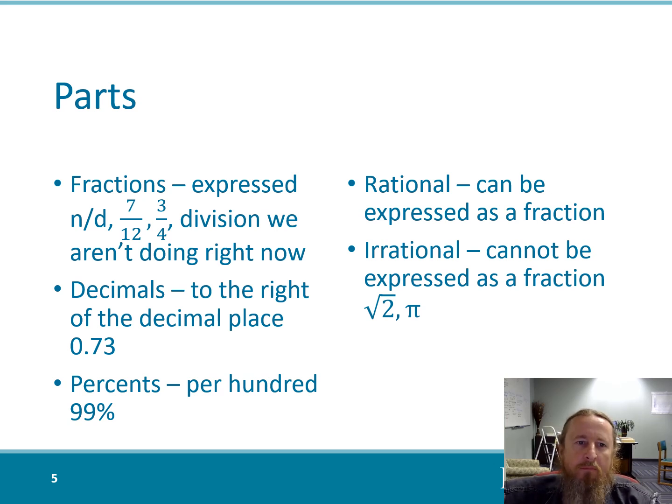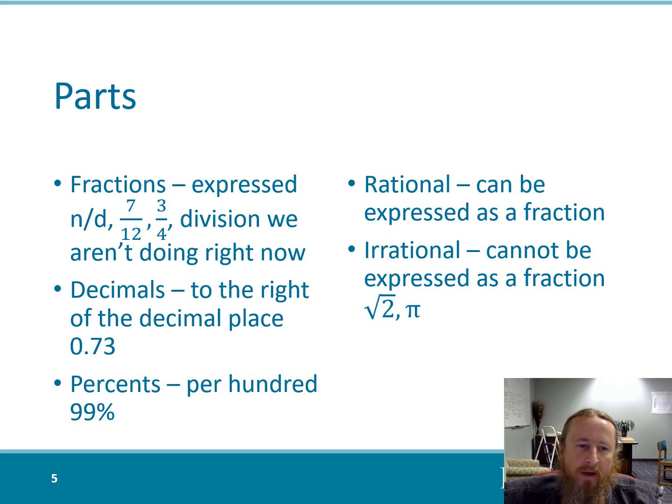Next, we are going to talk about parts. So fractions are numbers expressed as numerator over denominator, such as 7/12 or 3/4. They are division we aren't going to do right now, although we may at a later date. Decimals, these are parts indicated by going to the right of the decimal place, such as 0.73. If there is a whole number greater than 0, we do not need to put the 0. That 0 is just there to warn you there is a decimal point and to pay attention.